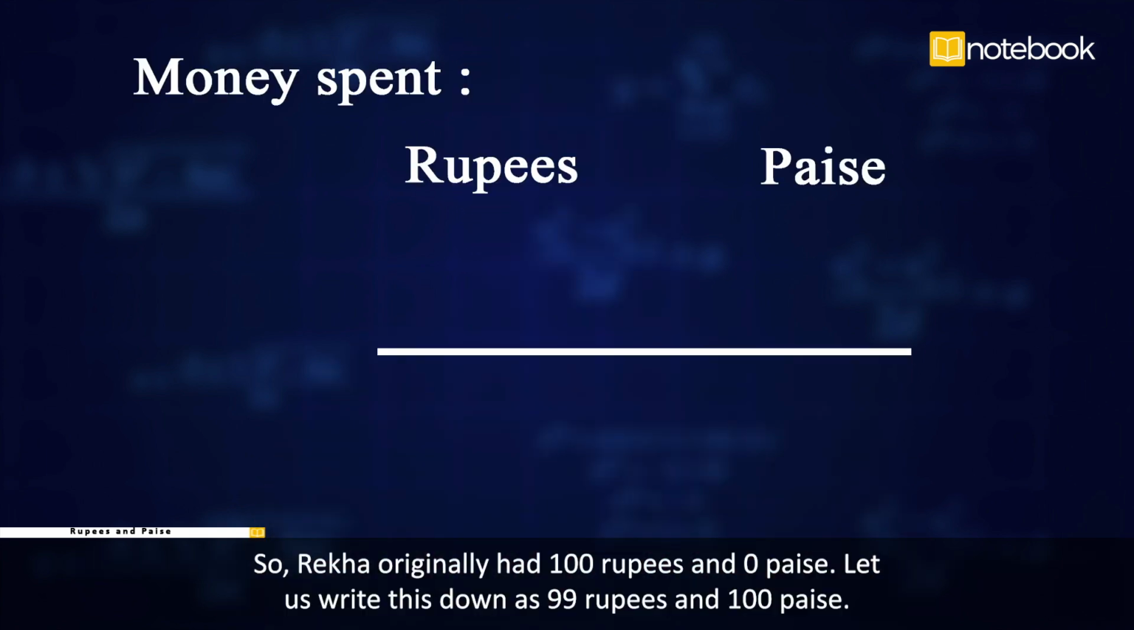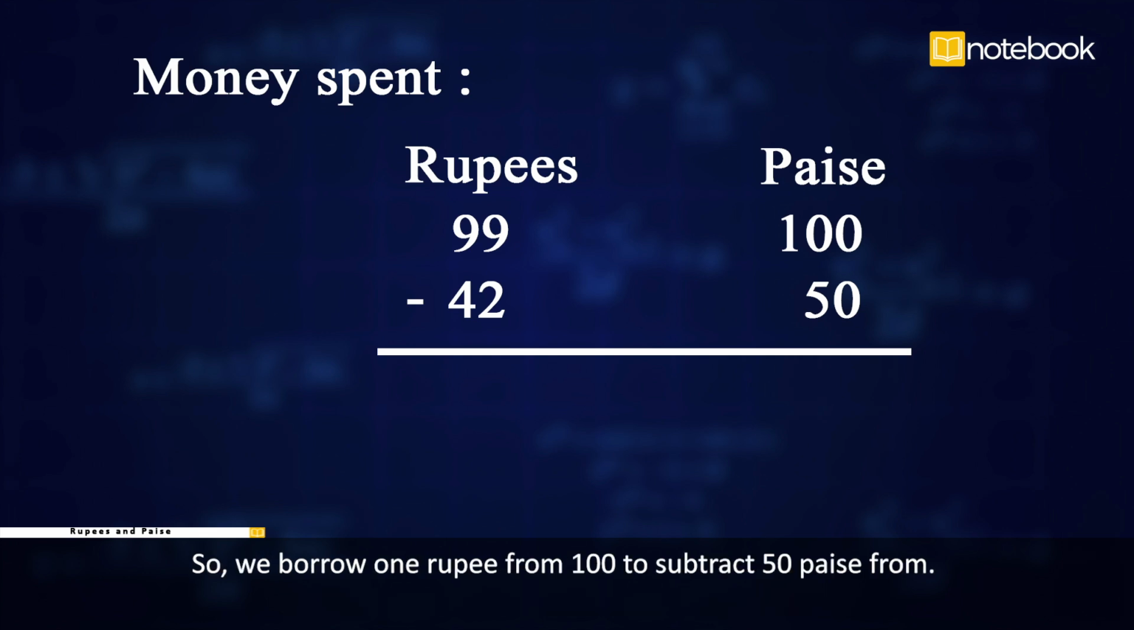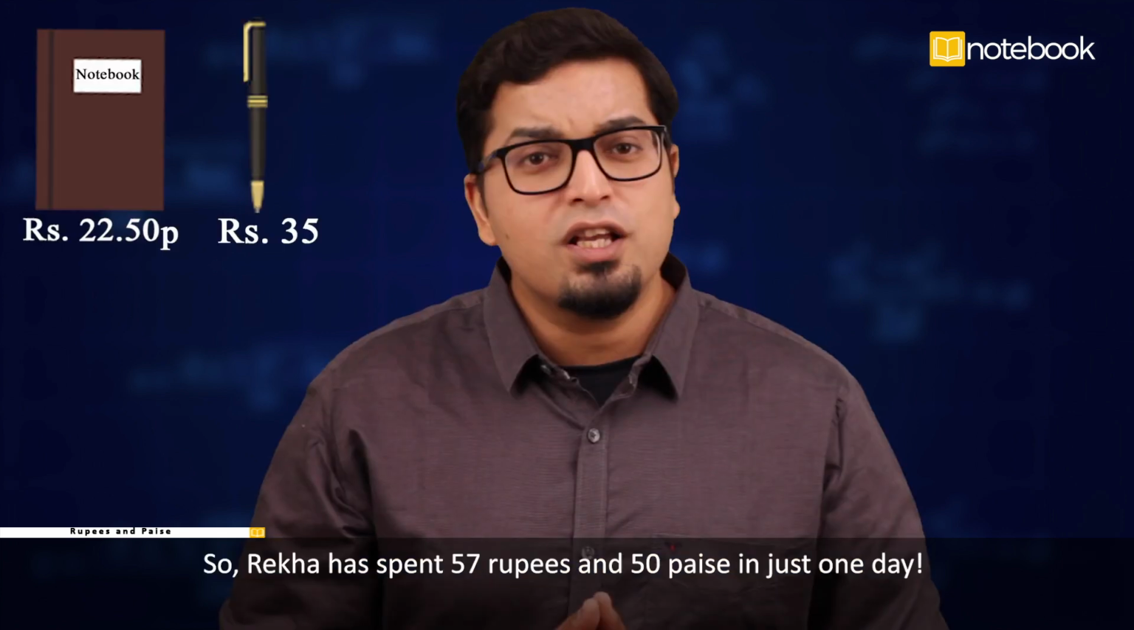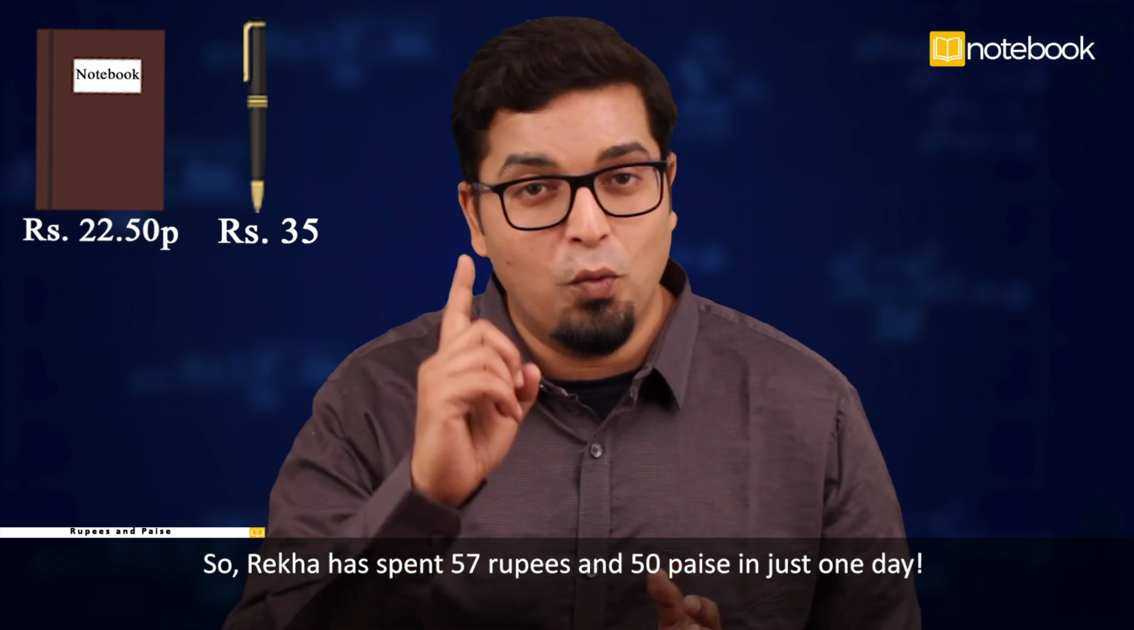So, Rekha originally had 100 rupees and 0 paise. Let us write this down as 99 rupees and 100 paise. She now has 42 rupees and 50 paise. The difference in these amounts is the money she has spent. So, we borrow 1 rupee from 100 to subtract 50 paise from. Using our regular subtraction process, we get the result 57 rupees and 50 paise. So, Rekha has spent 57 rupees and 50 paise in just one day.